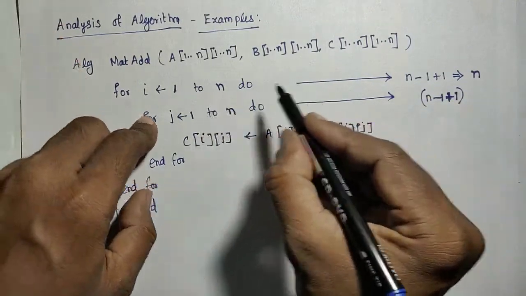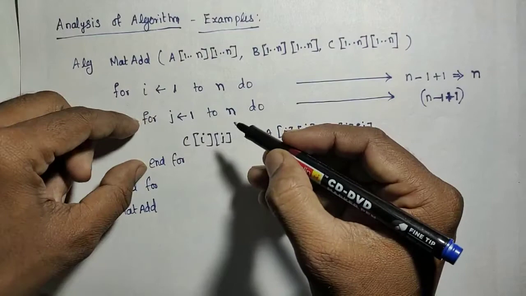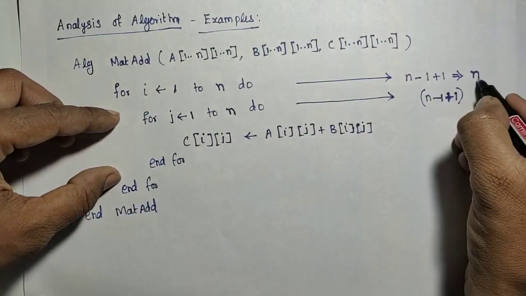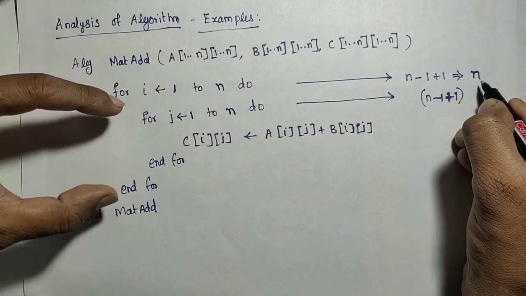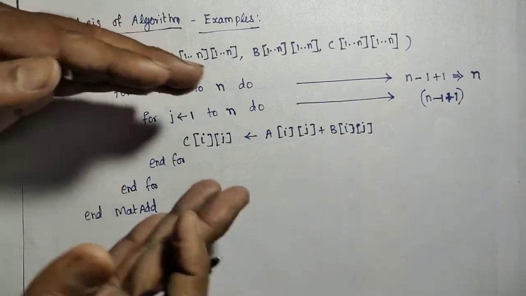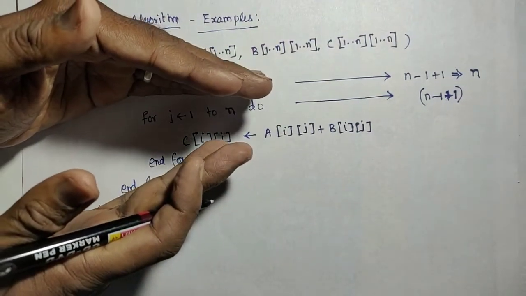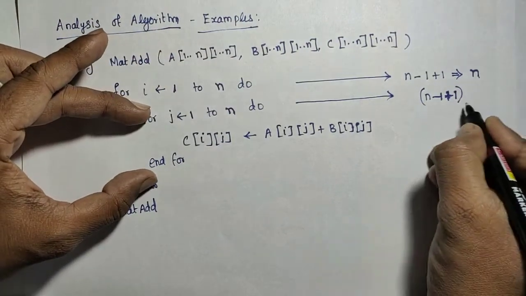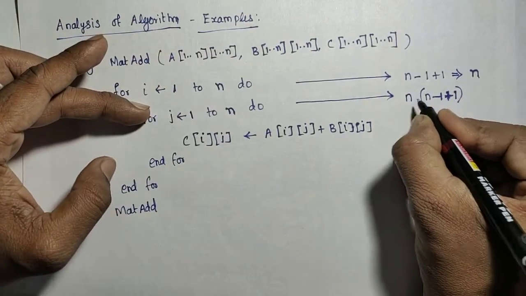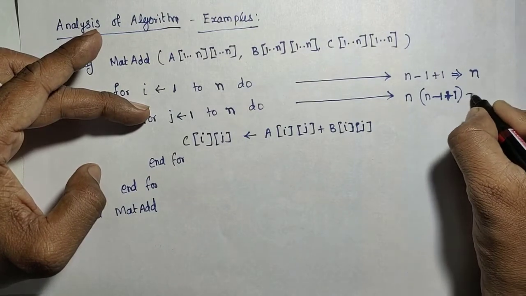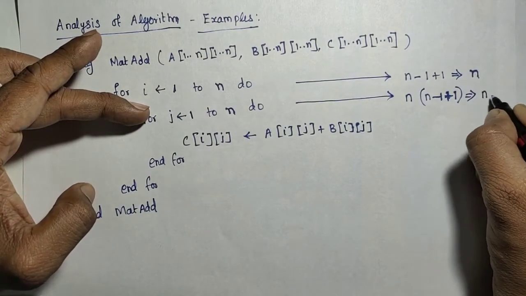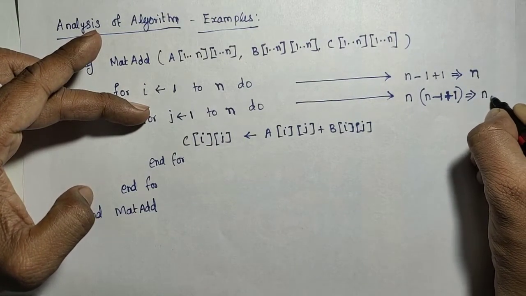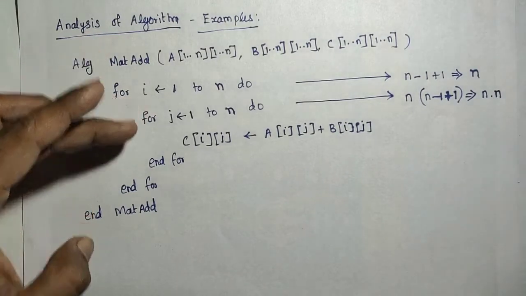So here we have encountered the number of iterations. These are the n iterations of the inner loop, and the body of that outer for loop is going to be executed for what? N times. So n times this loop is going to be executed, that is n into (n minus 1 plus 1), which is equal to n into n. Okay, so that's all.